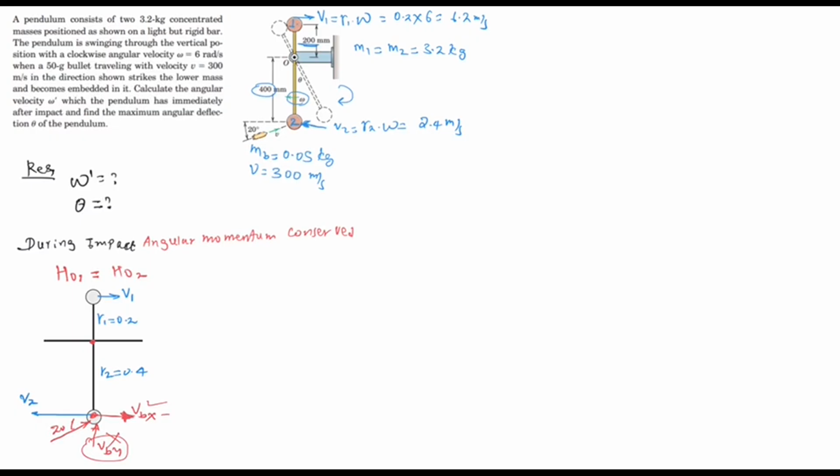So the velocity of the bullet in the X direction will be VB, that means 300 times cos 20 degrees. And if you calculate that, you'll get 282 meter per second.